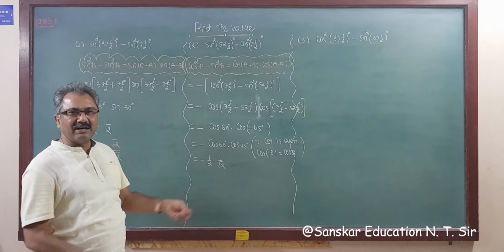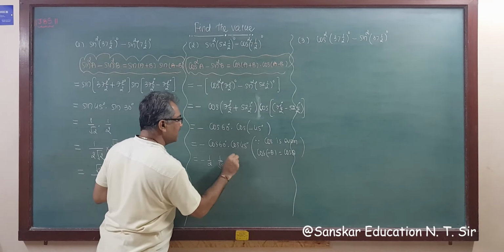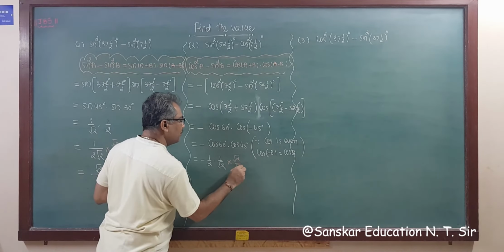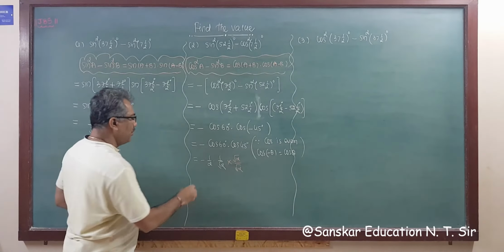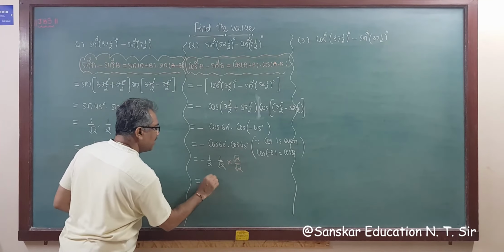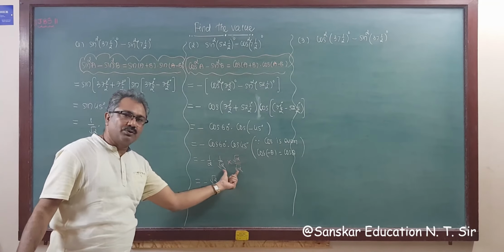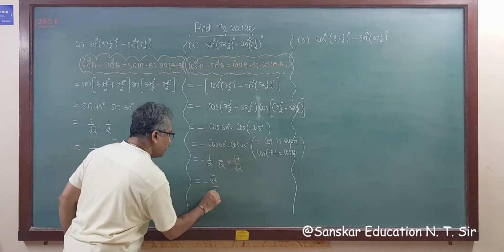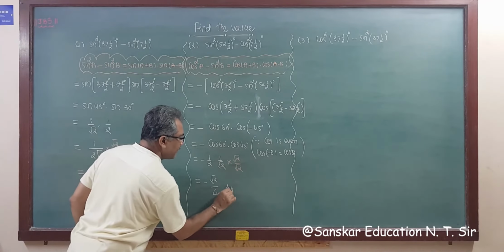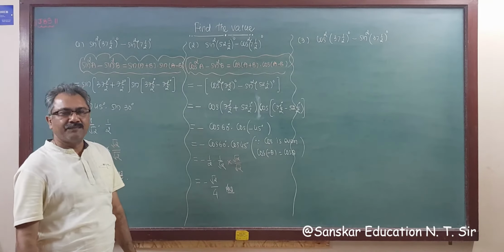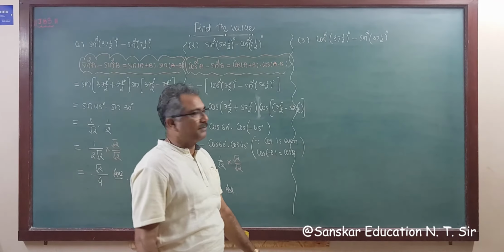So either this is your answer, or by rationalizing, multiplying and dividing by root 2, your answer will be minus root 2 upon 2 into 2, so 2 into 2, 4. So this is your answer. Got it? Now another example.